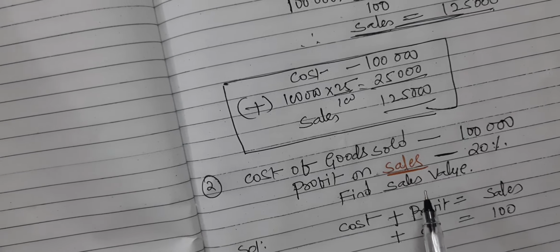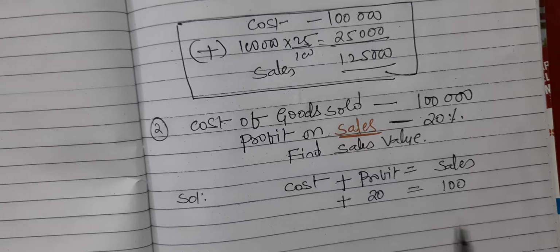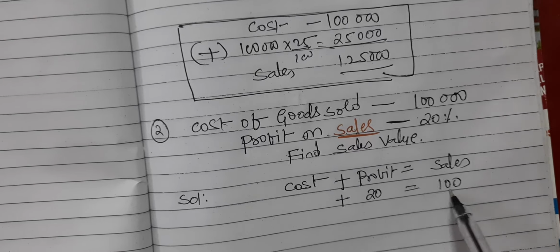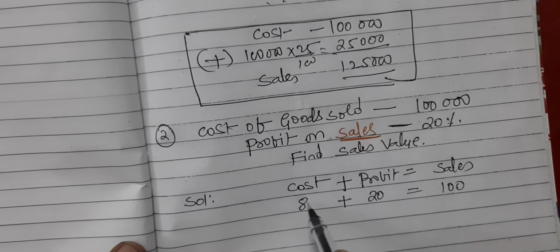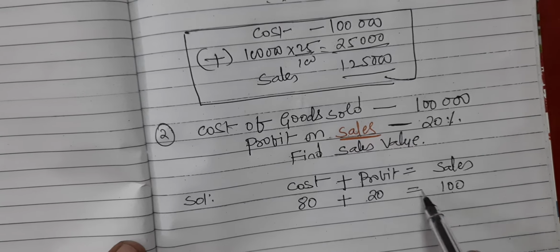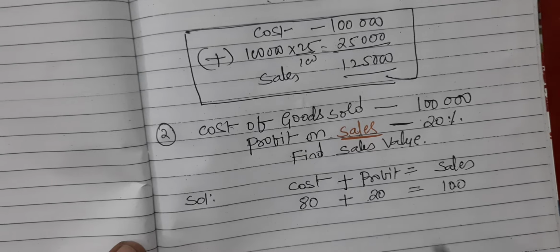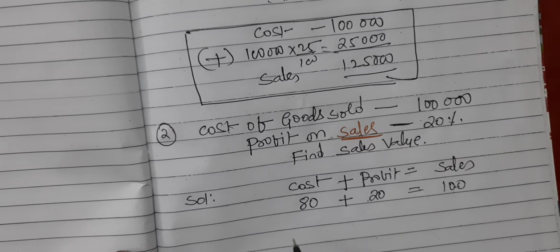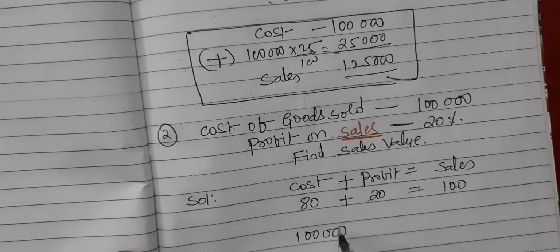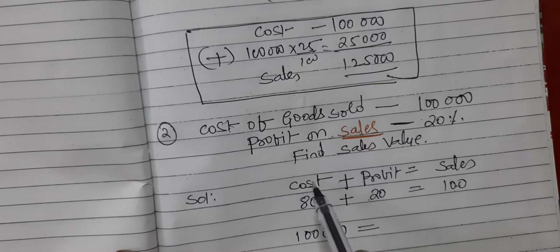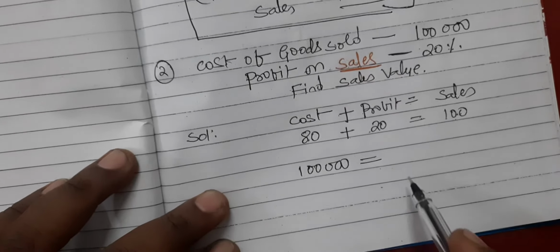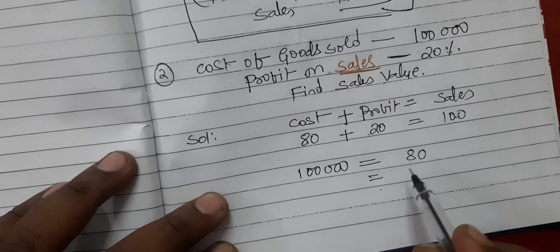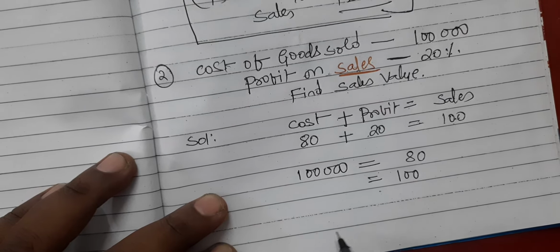Now in this case, on sale is given, that is why sale is equal to 100. Then cost is equal to how much? 80. 80 plus 20 is equal to 100. Now what is the next step? In this problem, cost of goods sold is given, 1 lakh. 1 lakh is equal to 80 in the equation. What you have to find out? Sale, for 100 how much?